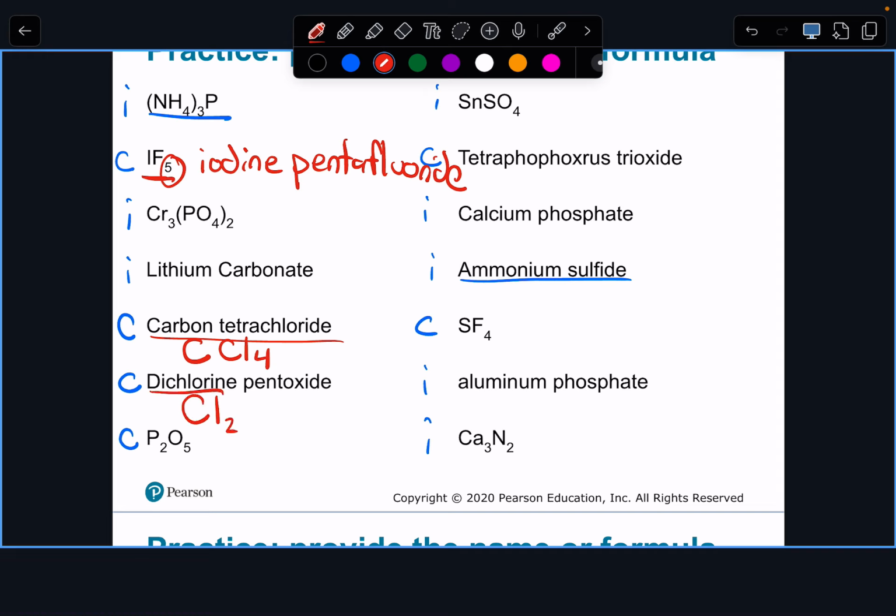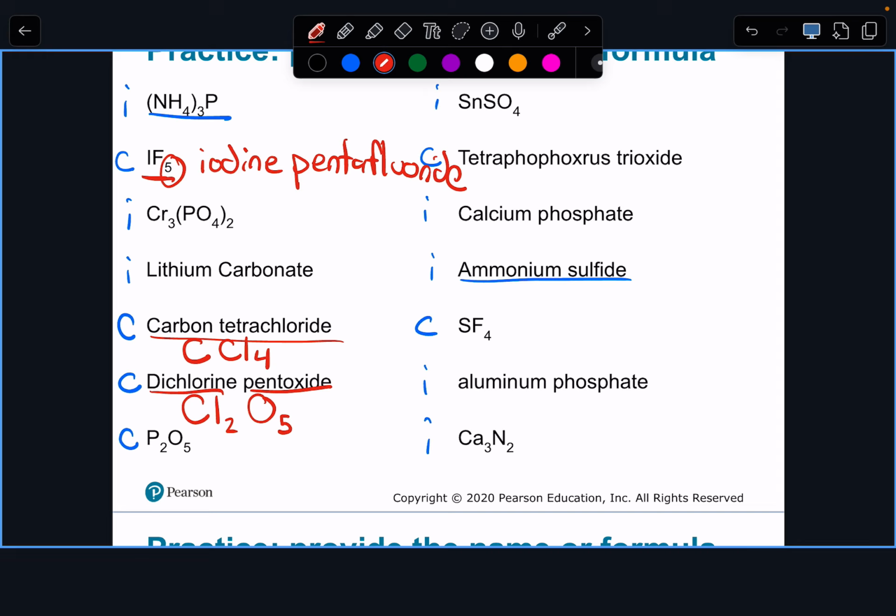Dichlorine, so 2 chlorines, pentoxide. Sometimes you'll see this as pentoxide, and sometimes you'll see it as pentaoxide. I don't know if you call it preference, but I've seen it both ways. Sometimes we drop the A in order to avoid a double vowel. Neither one is really right or wrong. So 5 oxygens and 2 chlorines, so Cl2O5.